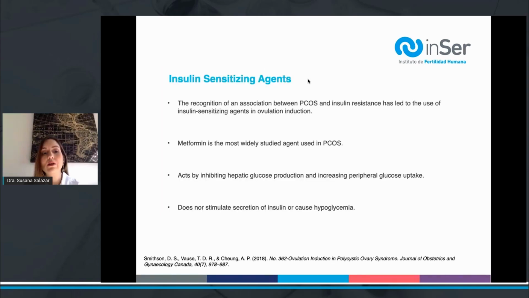Insulin sensitizing agents. The recognition of an association between PCOS and insulin resistance has led to the use of insulin sensitizing agents for ovulation induction. Metformin is the most widely studied agent used in PCOS. Metformin is an insulin sensitizing agent that acts by inhibiting hepatic glucose production and increasing peripheral glucose uptake. It does not stimulate secretion of insulin, so there is no hypoglycemia.